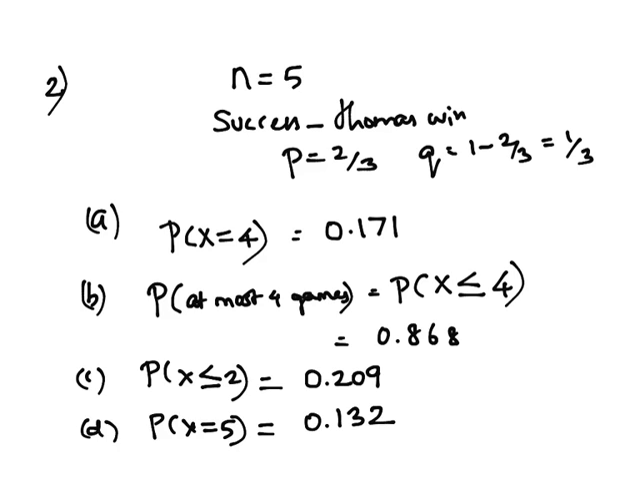The first property is number of trials is finite. Now here Thomas plays 5 games, so number of trials is 5, which is finite. The second one is there are only 2 outcomes. Again here, either Thomas wins or Thomas does not win. Now the third one is each trial is identical and independent. Thomas plays 5 games and the probability that he will win is 2/3 in every game.